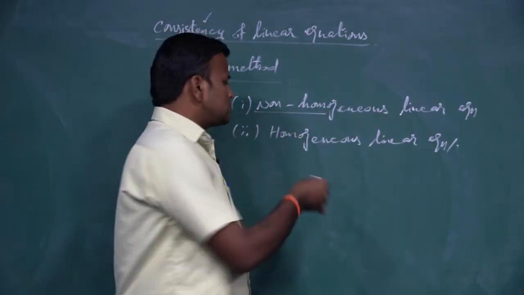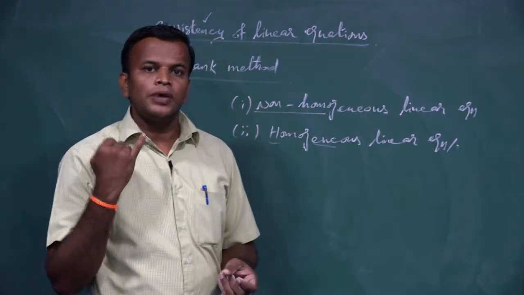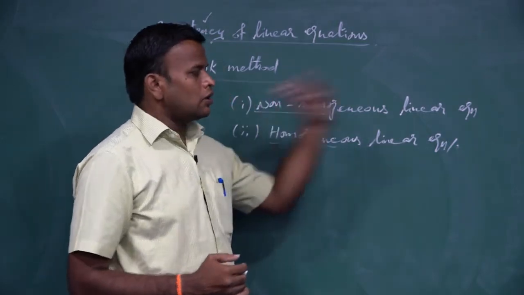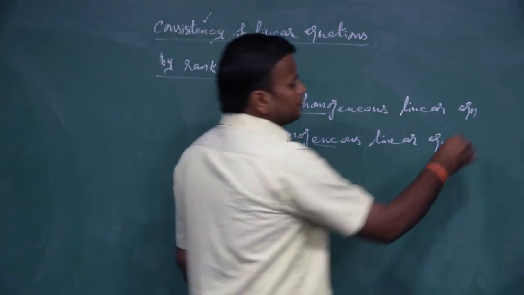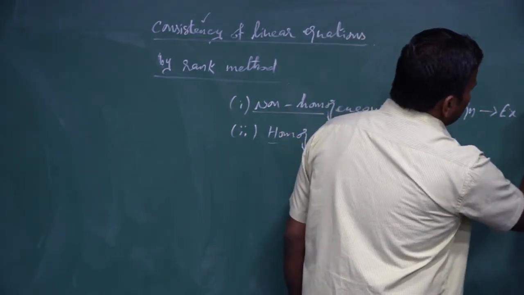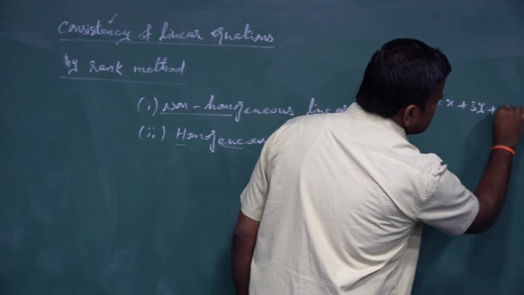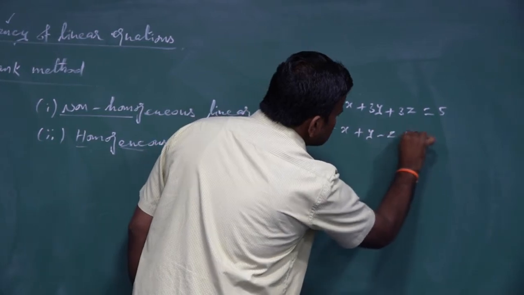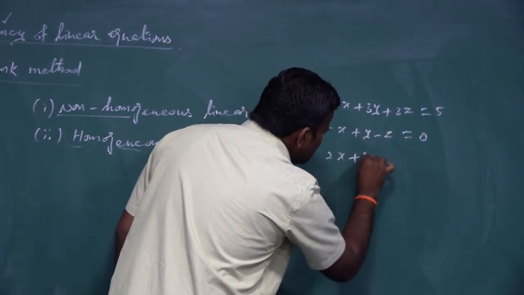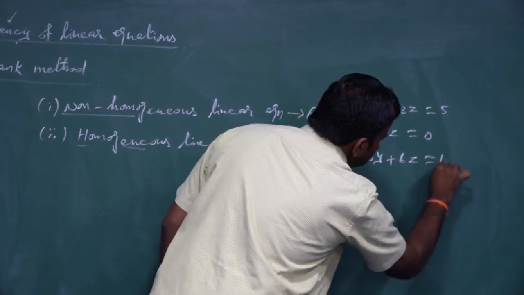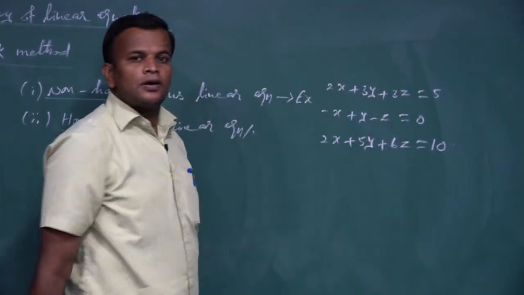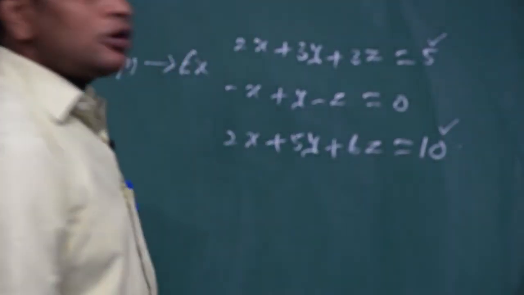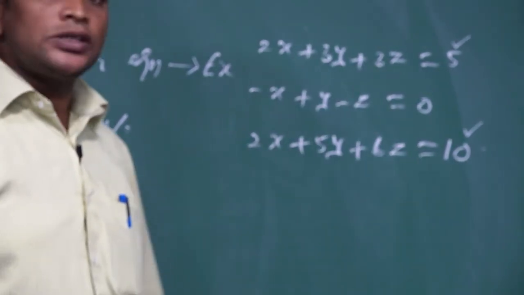Now we see all are non-homogeneous. In the last exercise we saw some homogeneous also. So I explained what is meant by non-homogeneous and homogeneous. I give one example. 2x plus 3y plus 3z is equal to 5. Minus x plus y minus z is equal to 0. 2x plus 5y plus 6z is equal to 10. So this system of equations is called non-homogeneous because the RHS of these two equations is non-zero.